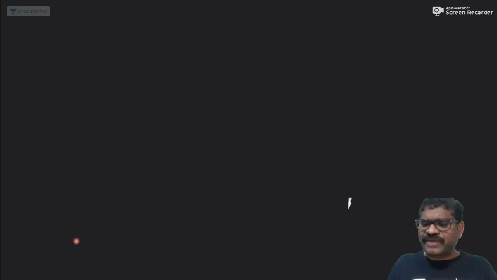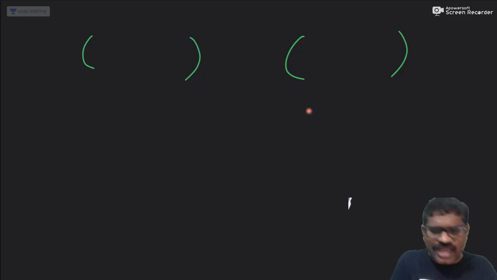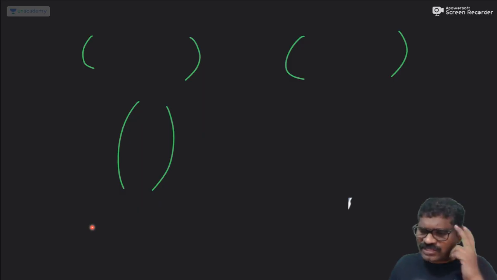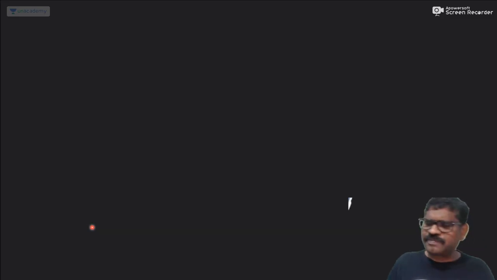Row vector, column vector, what is the difference? Nothing. I am going to write like this in row vector. In column vector, I am going to write like this. Nothing. Only thing is you require this. Observe.